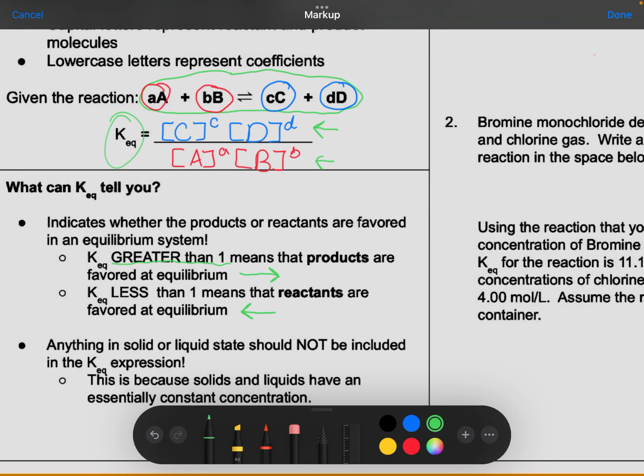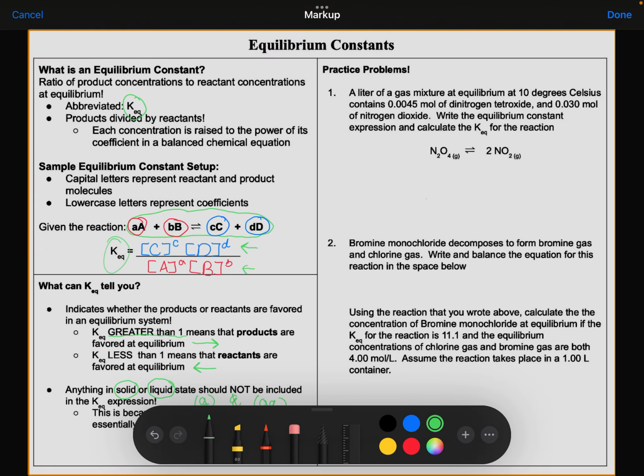There are a couple of things that you're going to leave out of any equilibrium constant expression. Anything that is in solid state or in liquid state should not be included in an equilibrium constant expression. You are only going to include gas phase and aqueous phase. The reason that we leave out solids and liquids is because they are said to have an essentially constant concentration. So if that's not changing over the course of the reaction, it's okay mathematically to just go ahead and leave it out.